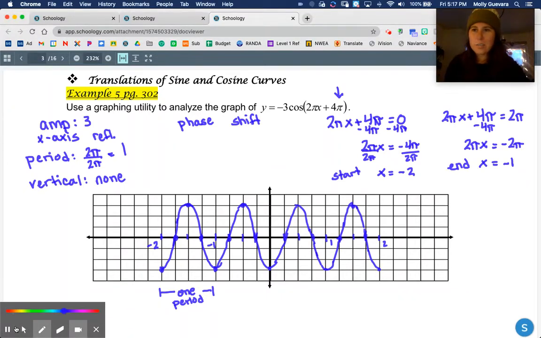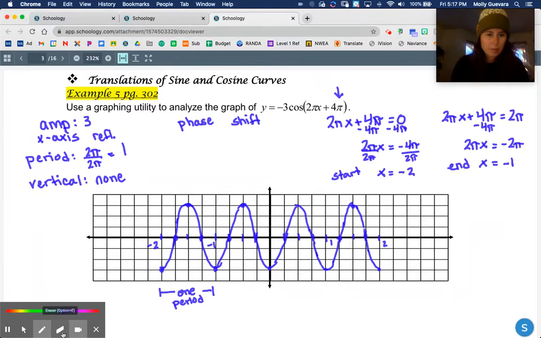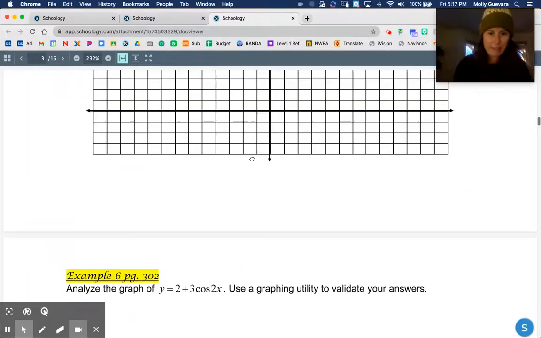Okay, so here I just went ahead and did 4 periods. Again, I would fill it out all the way, but you definitely don't have to unless it specifically says one way or the other. Okay, let's do another one. Just lots of practice graphing here, okay?